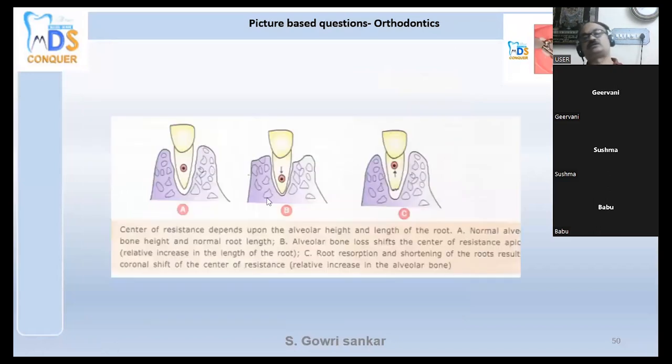This question is also asked many times. What happens to the center of resistance when there is alveolar bone loss? When there is bone loss, it shifts apically. It depends upon the amount of bone remaining. When there is apical reruption of the tooth, there is a shift towards the coronal area. When there is coronal bone resorption, there is a shift towards the apical area. Okay, remember these two things.